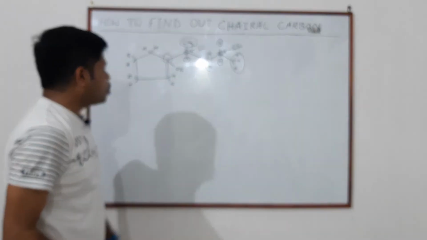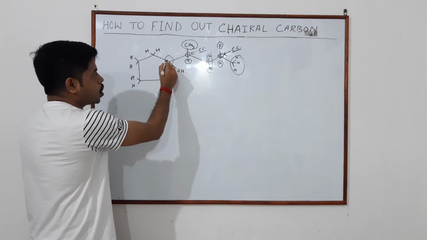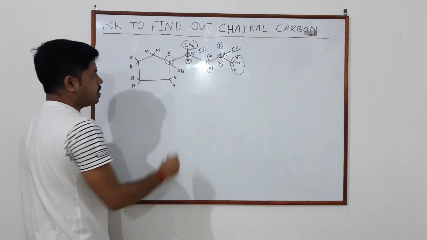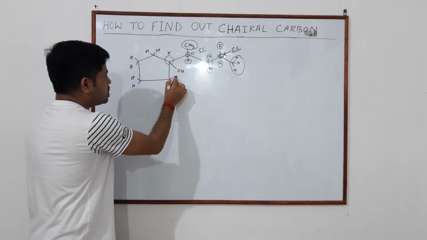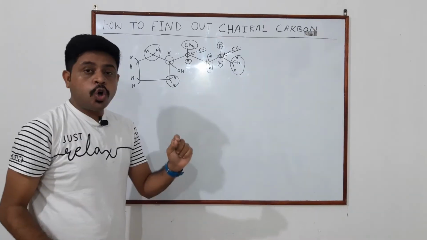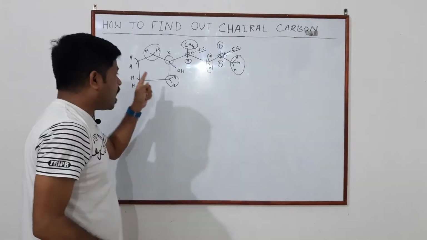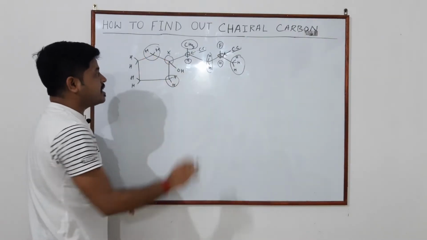Okay, one more thing is there. What about this carbon? This carbon is not chiral. I am giving one cross here. This carbon is attached with CH2 and CH2. That means out of the four groups, two groups are the same. So we can't consider this carbon as a chiral center.